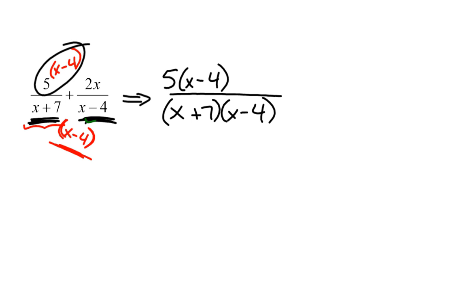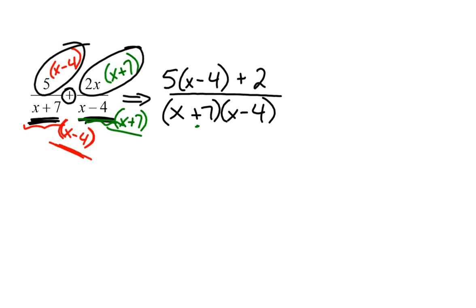Now the second rational here had the x minus 4 in the denominator. It was missing the x plus 7. So we need to multiply the denominator by x plus 7 to put it into the denominator. But if I'm going to change the denominator by x plus 7, I need to change the numerator by x plus 7. So what do I have there? There's my second numerator part. They're being added, so I want to add 2x times x plus 7. And it's all over the denominator of x plus 7, x minus 4.